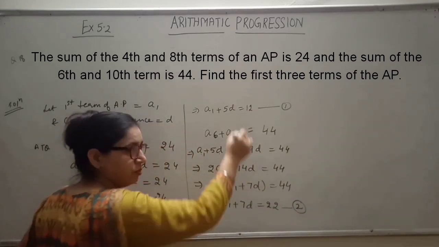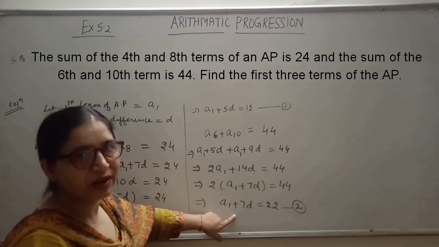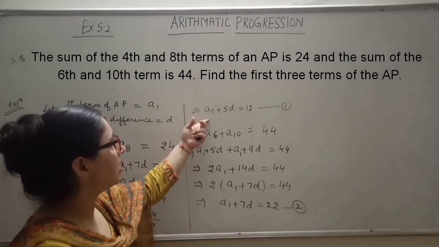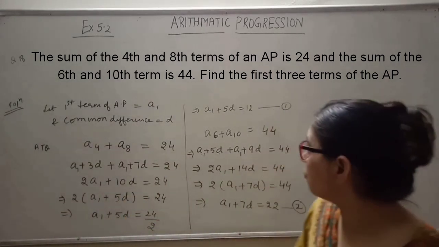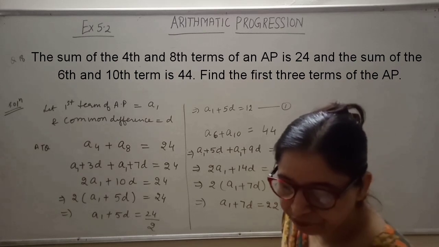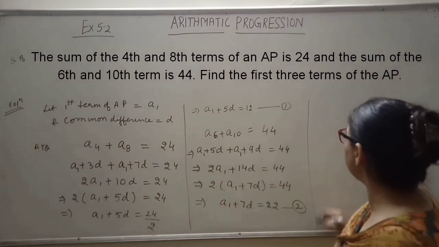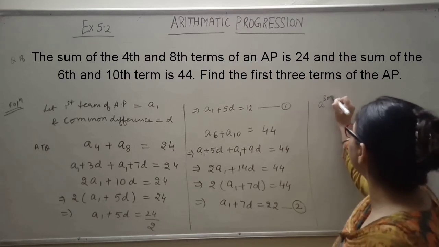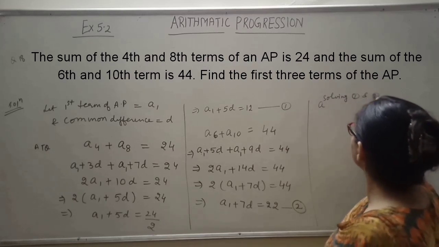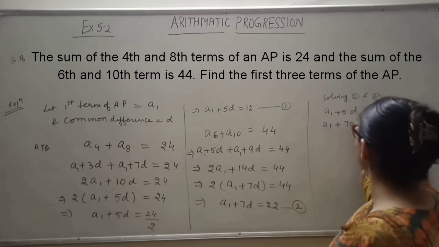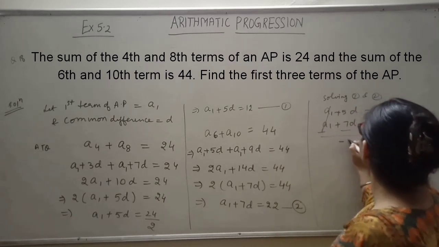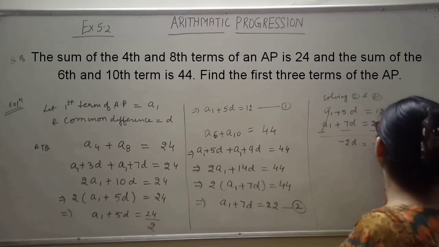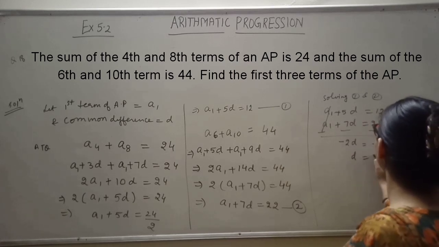Now solving 1 and 2, subtract these two. You will get the value of D. Put the value of D in the first or second equation to get the value of A1. Let me do it for you. Solving 1 and 2: A1 plus 5D is equal to 12 and A1 plus 7D is equal to 22. Subtract. This is minus 2D is equal to minus 10. So D is equal to 5.